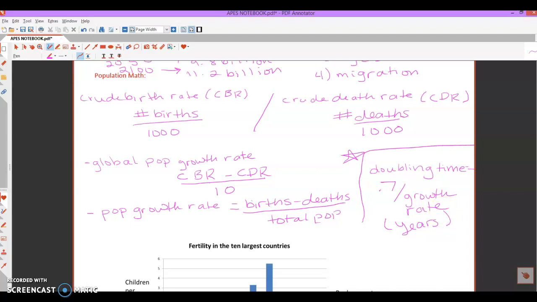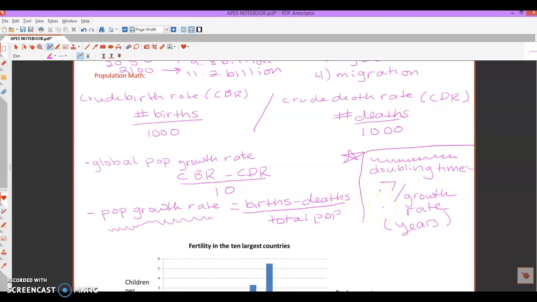Now sometimes when they give you questions, you're going to have to calculate the population growth rate first and then use it to determine the doubling time. So these two equations are very dependent upon one another. You have to know the population growth rate in order to determine the doubling time. I will be working through some practice problems with you guys. I'll record myself doing those problems with you, and then you're going to be practicing some on your own.